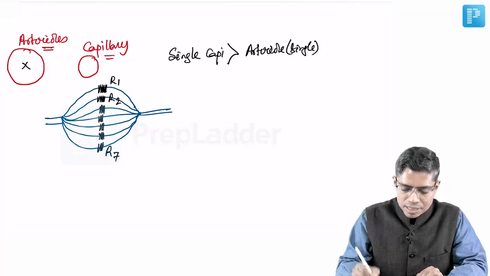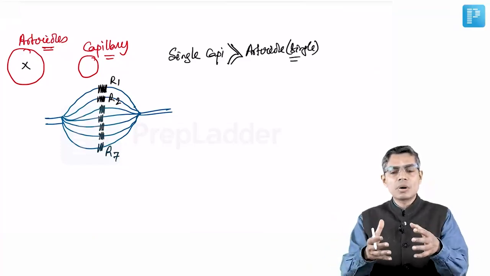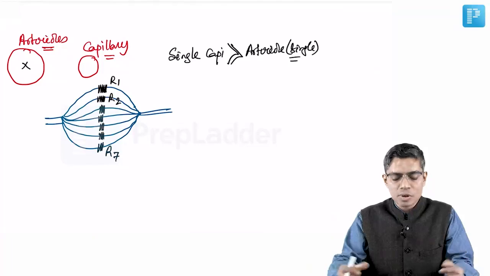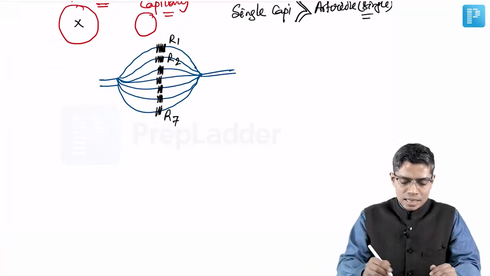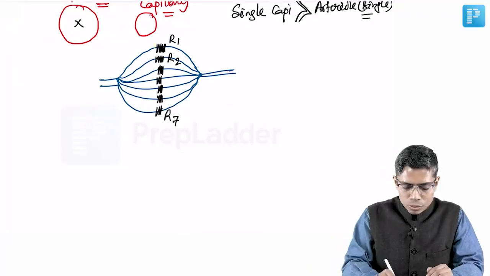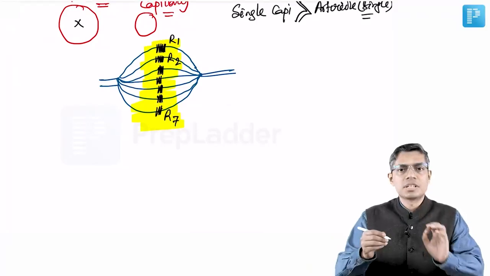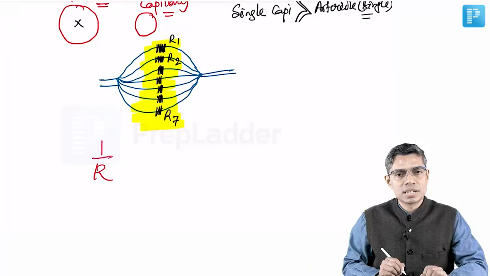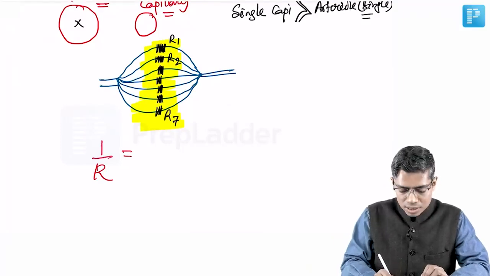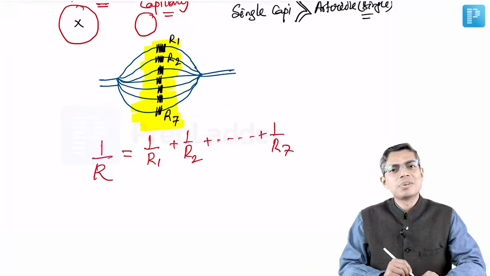Obviously both of them are single, but whenever we are talking about the resistance of the capillaries and the resistance of the arterioles, we are combining the resistance of all the capillaries in our body, and all the capillaries are present in a parallel circuit. If I ask you to calculate the total resistance of all these capillaries situated in a parallel circuit, we know the formula for total resistance in a parallel circuit, that is 1 upon R is equal to 1 upon R1 plus 1 upon R2 plus ... 1 upon R7.